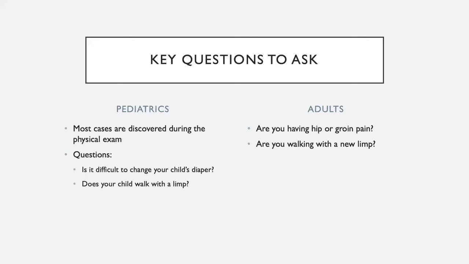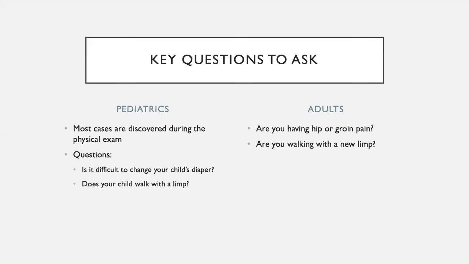Most cases of hip dysplasia are discovered during the physical exam at a well-child visit. Some questions that you may ask would be, is it difficult to change your child's diaper? Because immobility or reduced abduction in one or both legs during diaper changes can be a sign of dysplasia. Or if the child walks with a limp, because if they do have hip dysplasia, they could have a positive Trendelenburg, which is a waddling gait.